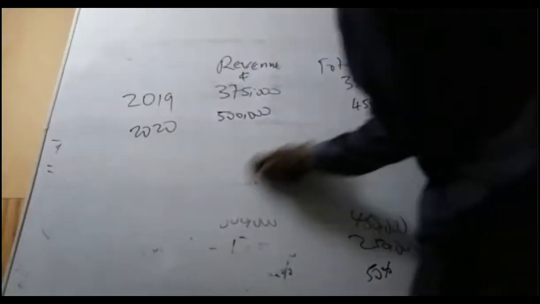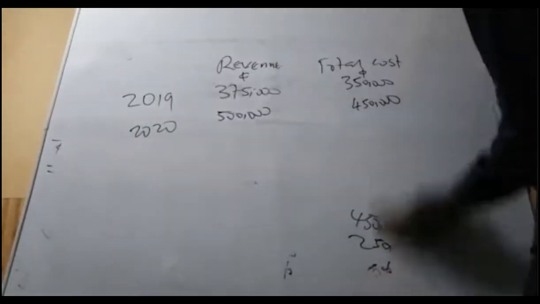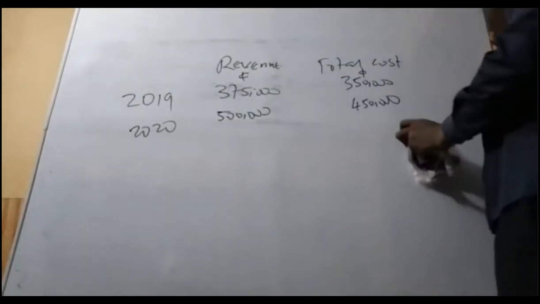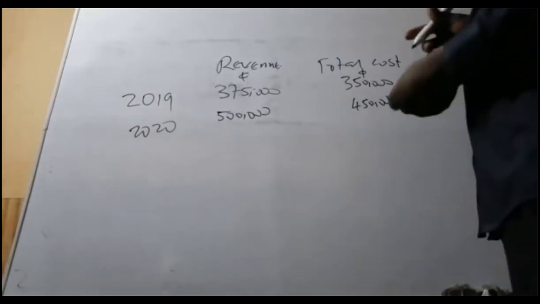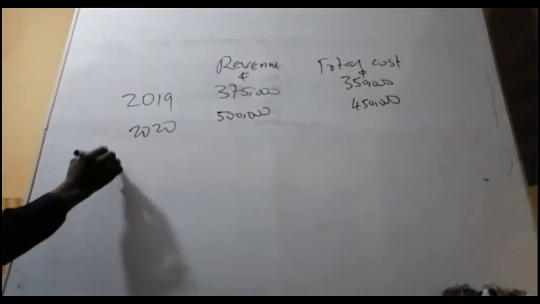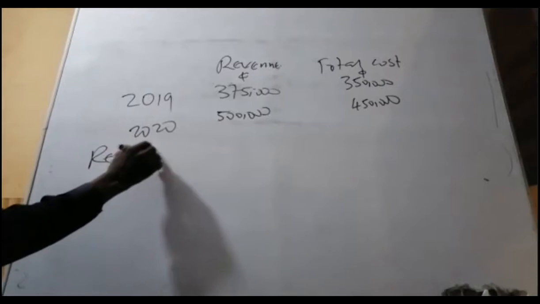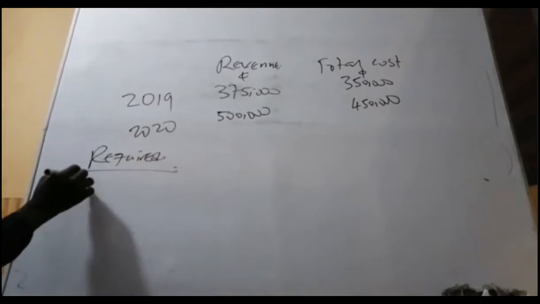Okay, so we are done with the question. Start work. That is all. This is the question. No other information. That's all. Required. So let's write the comment here. Required. Number one.